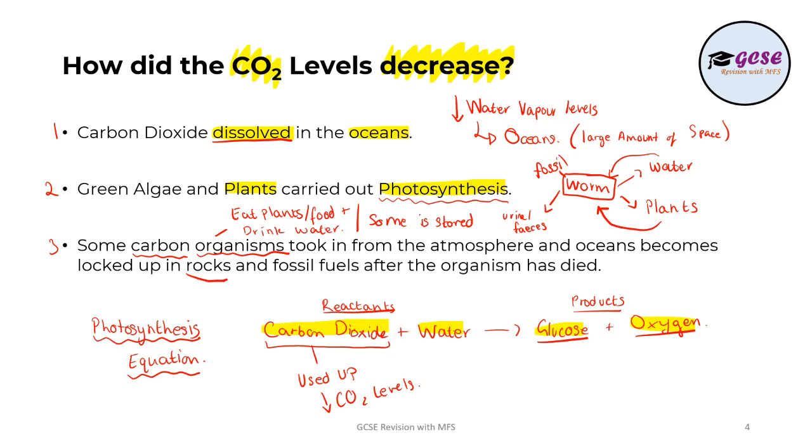And then the final reason is because some of the carbon organisms took in through food, plants, and water becomes locked up. That's a key word you need to know. It becomes locked up in the organism until it's died. It'll become a fossil and it can burn, but it essentially becomes locked up. As some of it is stored, that's caused a decrease in the CO2 levels.